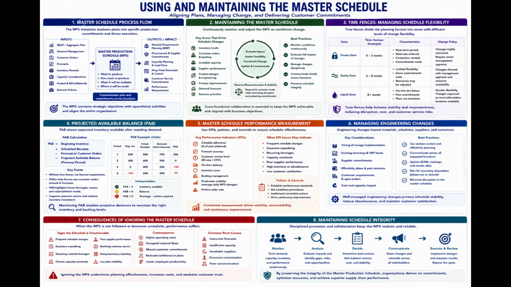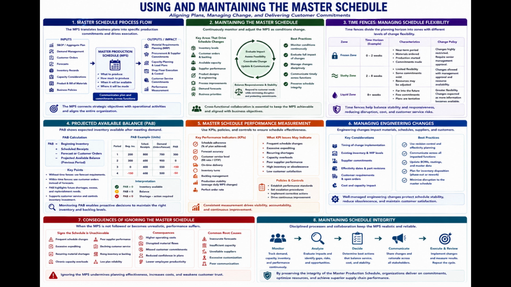Maintaining appropriate inventory and backlog levels through PAB analysis helps organizations support customer service objectives while controlling inventory investment and operational costs. Master schedule performance must be measured continuously to ensure operational effectiveness and planning accuracy.